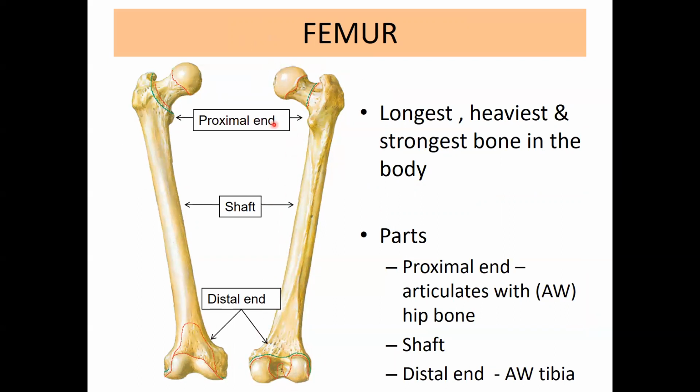The proximal end articulates with the hip bone, specifically at the acetabulum. Remember, on the lateral side of the hip bone, there is the articulation surface or fossa called the acetabulum. So this acetabulum will articulate with the head of the femur. And then it has the shaft, which is in the middle between the proximal and distal end. The distal end articulates with the tibia and also with the patella to form the knee joint.